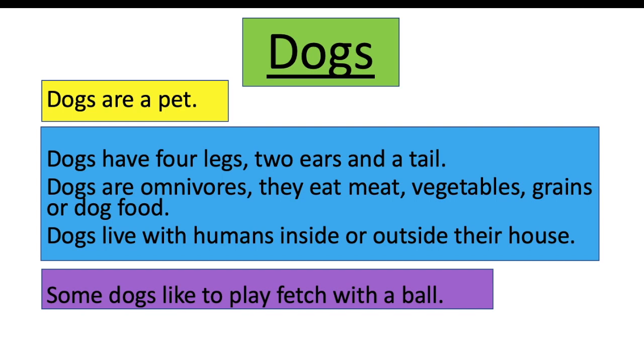Here is our report that we started looking at about dogs. You can see the green part is our title that we wrote last time, dogs. We underlined it and we used a capital letter. Then our yellow part of our information report is our introduction. That is our first sentence that tells us that dogs are a pet. Today we're looking at that blue part of the text, our facts about the subject. We're going to learn how to write some facts about dogs.